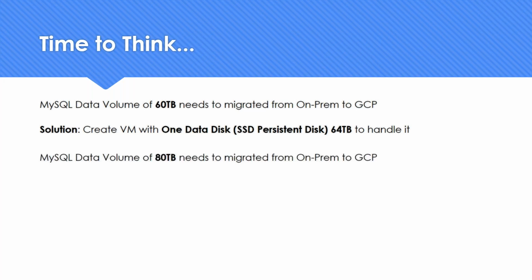MySQL data volume of 80 terabytes needs to be migrated to on-prem. Now this was specifically put as 80 because I know one disk can take only 64 terabytes. Now what will you do here, folks? What can you do here? 80 terabytes. Volume is increasing. That's natural. That's what we expect.